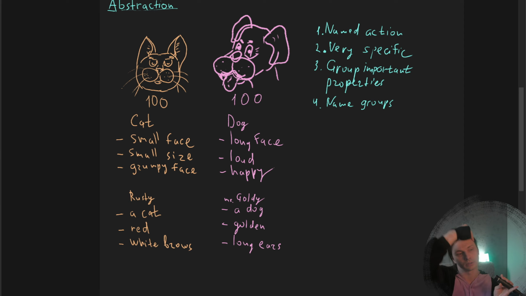So at this point, we already invented abstraction. What is abstraction? So we grouped important properties. We ignored the rest, and we named those groups.